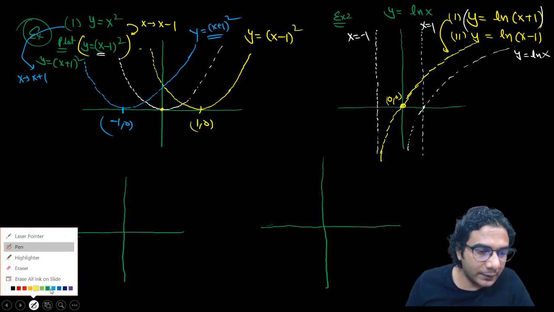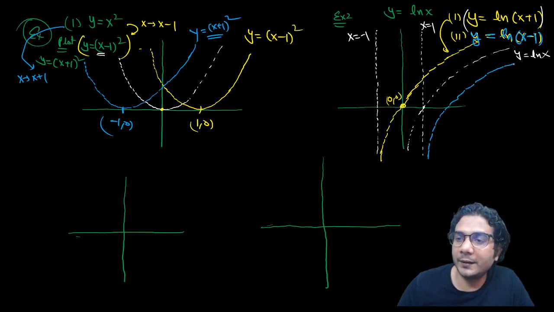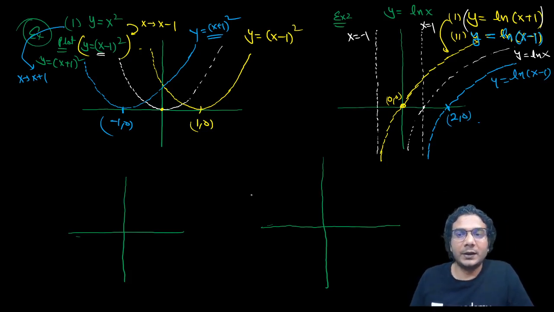Now the second graph which I'm going to plot is y is equal to ln of x minus 1. Now this whole graph will shift 1 unit towards right. So it will touch the x is equal to 1 line. This is the graph of y is equal to ln of x minus 1. And now this point will become 2 comma 0. So I hope it is clear.